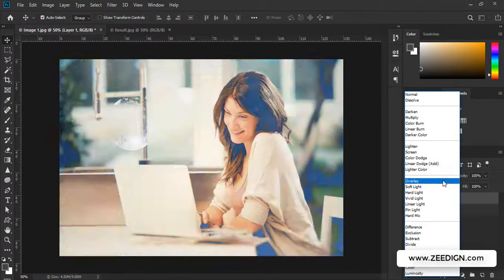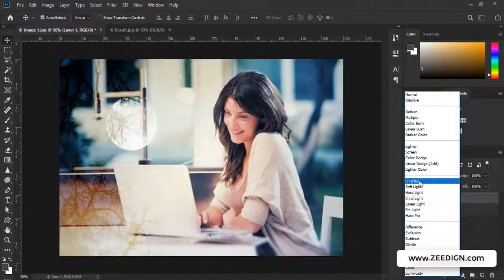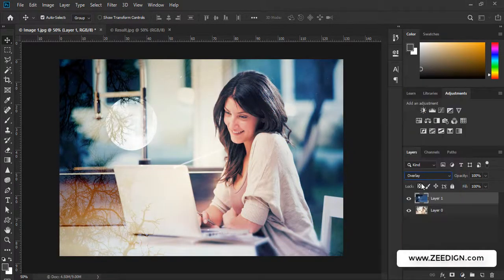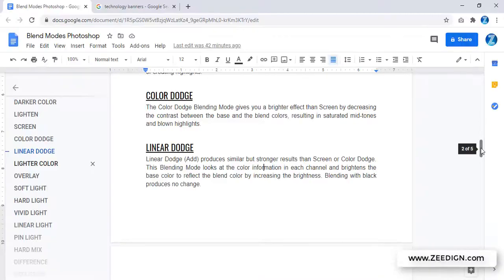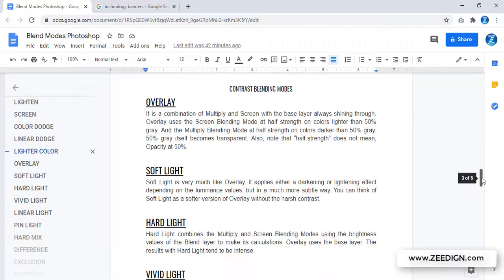Moving on to the next one, the contrast category. Here we have overlay. Let's see what it says about that. We are done with 3 categories and we are moving towards the contrast blending modes. We have overlay, which is a combination. Just by the name, these are contrast blending modes, so it will be more about having combinations of different blend modes and blending them together. It's like having one blend mode within another one.